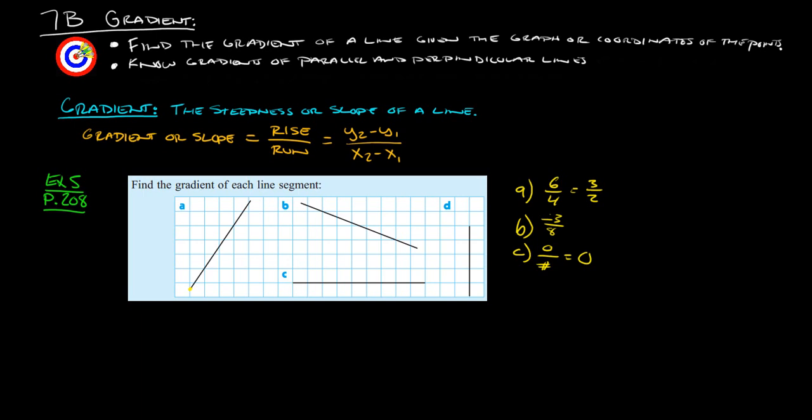And then for D, start on either one, since either one of them is the left-hand side, start with one and go to the other. The rise, we could say, is up 1, 2, 3, 4, 5. And then the run is 0, and we know that we can't divide by 0.